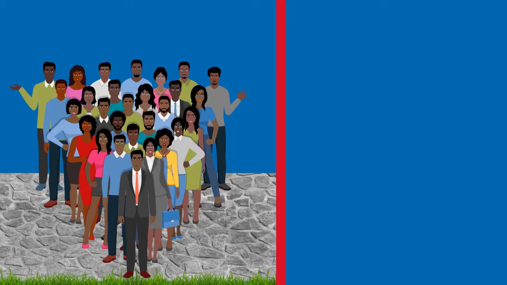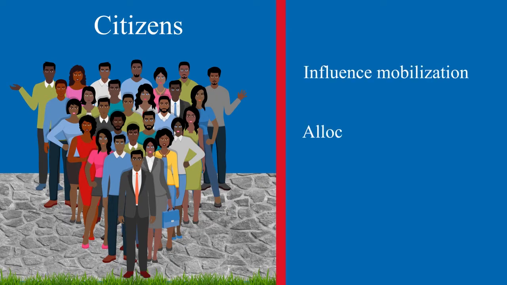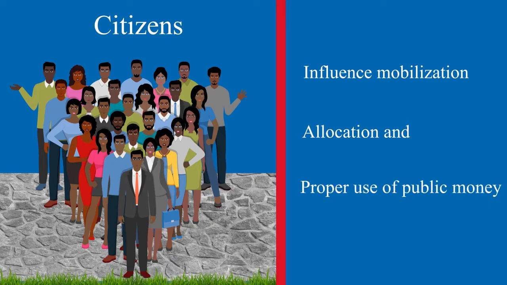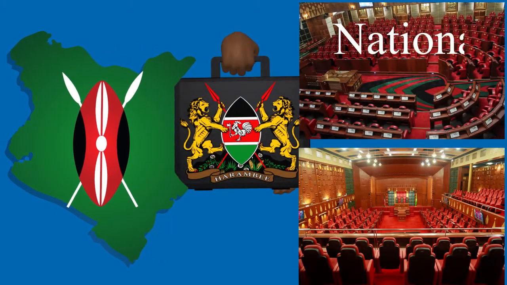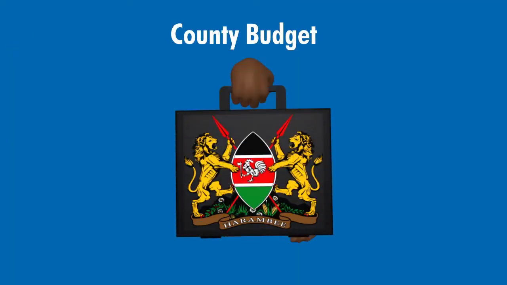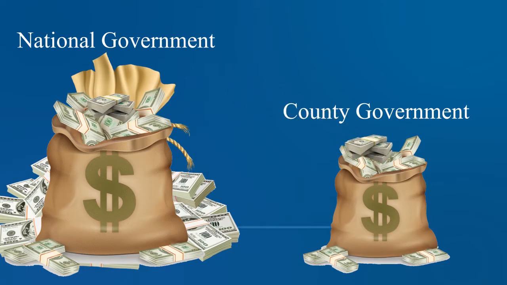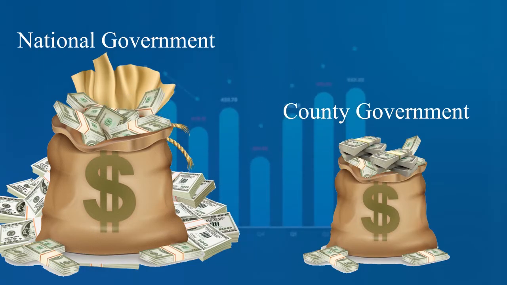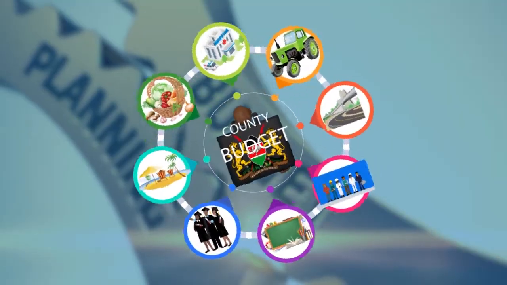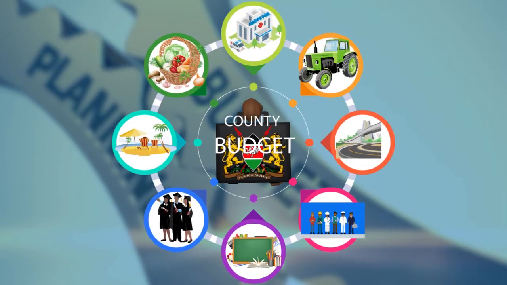The budget-making process gives citizens the opportunity to influence mobilization, allocation, and proper use of public money. In the case of Kenya, budgets are made both at the national and county levels. County budget is a yearly plan on how the county government would spend money it receives from the national government and any other income to run its activities and offer services to its people.